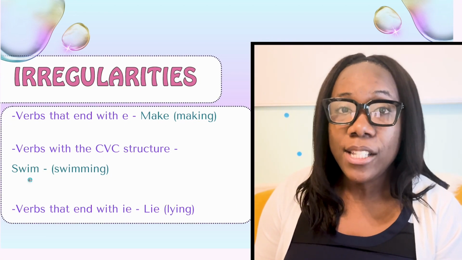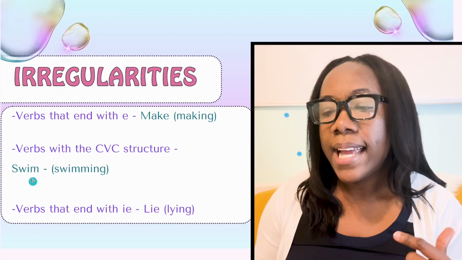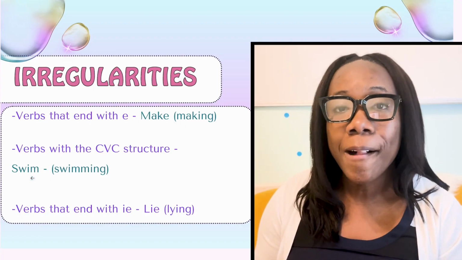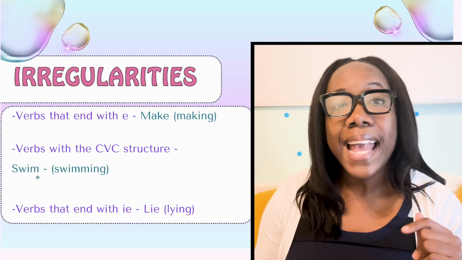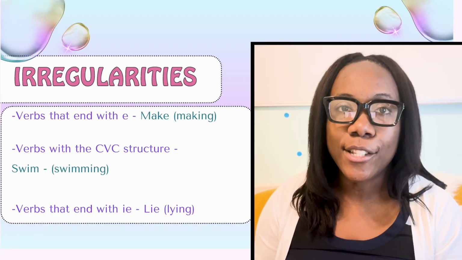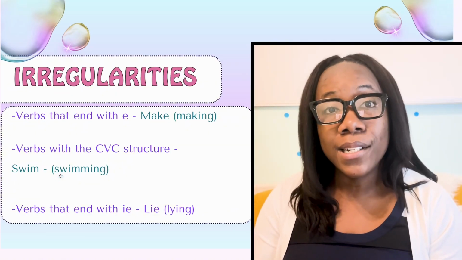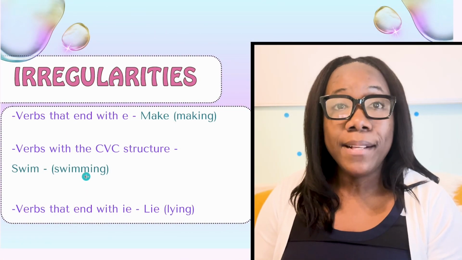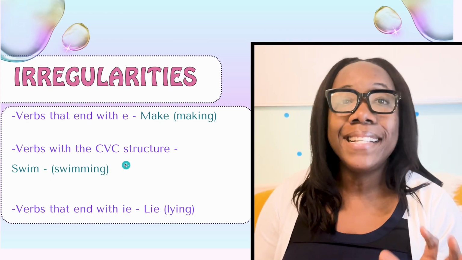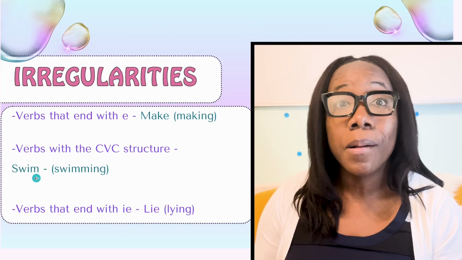Swim has the CVC structure because W is a consonant, I is a vowel, and M is a consonant. So swim does have the CVC structure. And therefore, from swim, in the present continuous, we would have I am swimming. And the M would be doubled because if a verb has the CVC structure, we double the final letter.